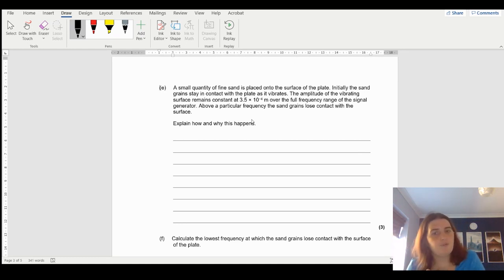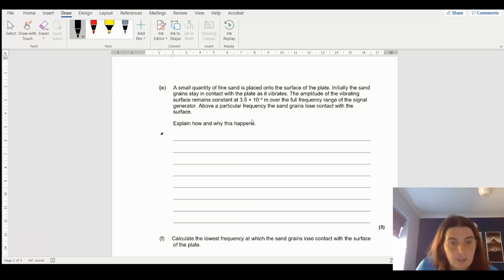But above a certain frequency, the grains of sand lose contact with the surface. So what happens is when it oscillates, in particular when it falls down, the plate falls down quicker than the actual sand would fall. And this is all to do with the fact that the sand is not attached to the plate. So when the sand moves down, it's actually moving down with g. So explain how and why this happens.